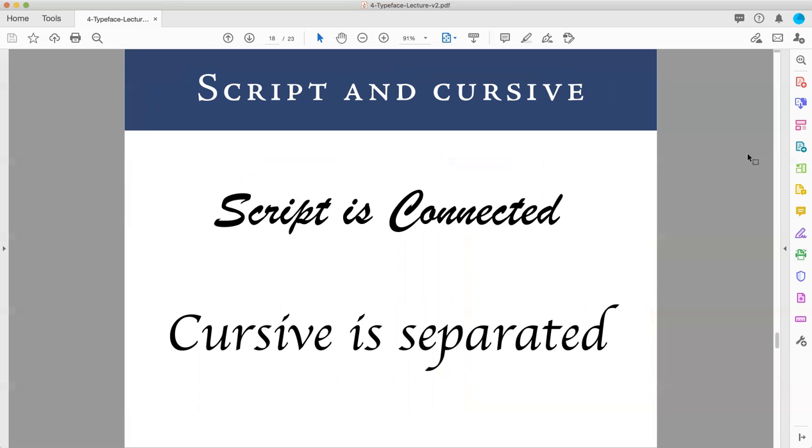Anyways, script, the type is connected and it looks like you wrote it by your hand in what you would call in school cursive. Meanwhile, cursive is separated and to me looks like a basic calligraphic hand. But anyways, so cursive is separated letters that look handwritten and script is connected letters that look handwritten, not counting all the weird novelty ones.